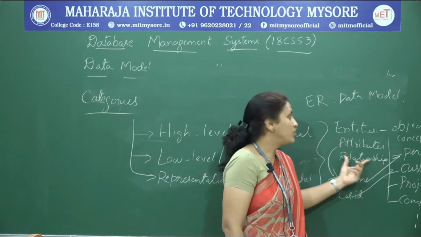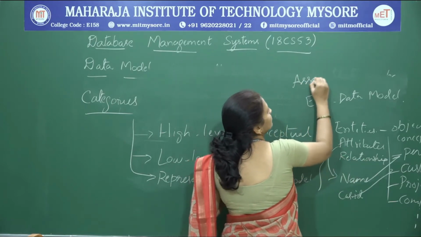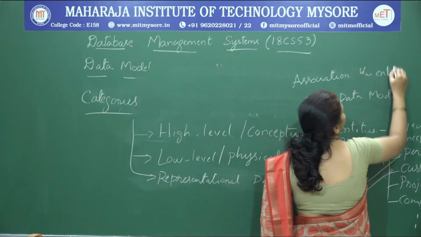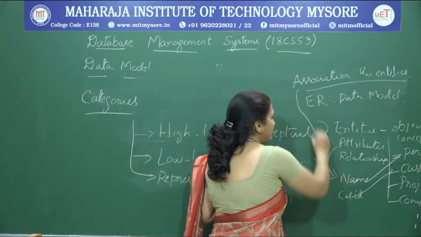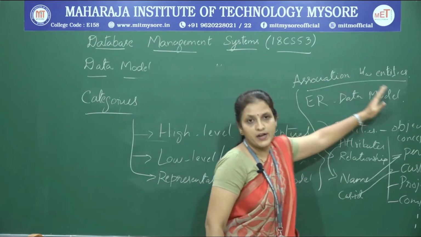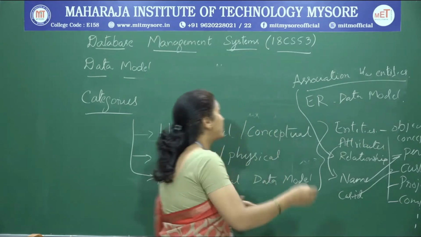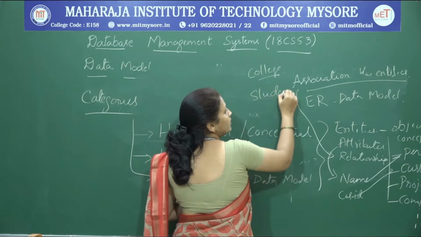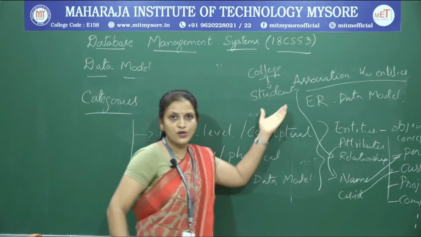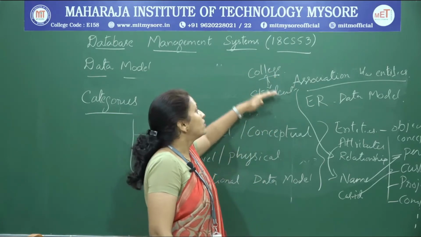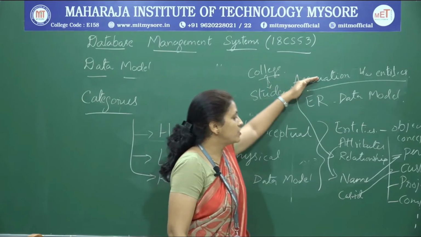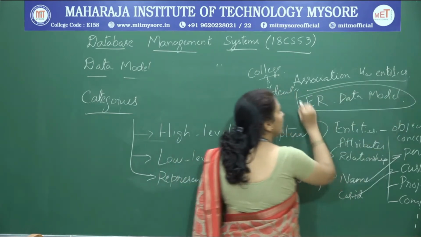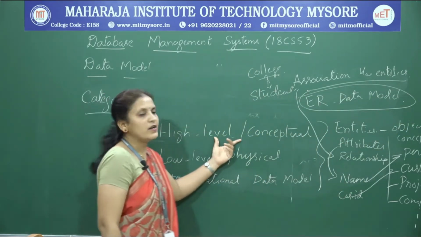Next comes the relationship, which is nothing but an association between entities. Okay. Relationship is nothing but an association between two different entities. For example, we have a college entity, we have a student entity. There is an association between college and student, right? Student is part of college, right? So, such an association is called a relationship between different entities. So, this is about your ER data model, that is the high level data model.